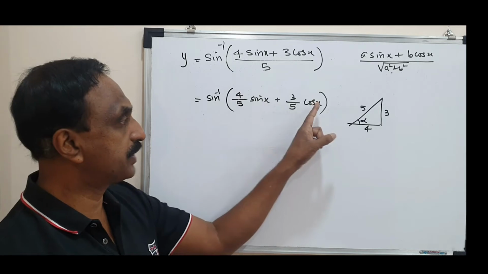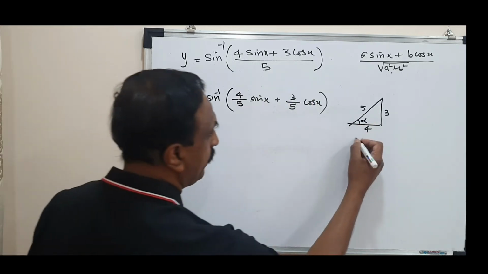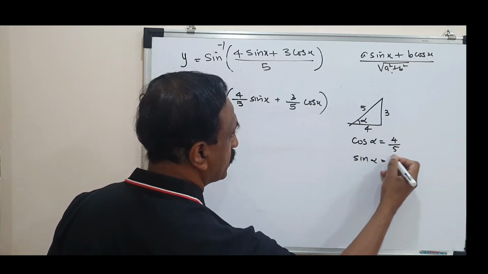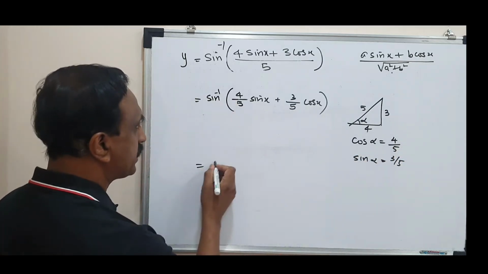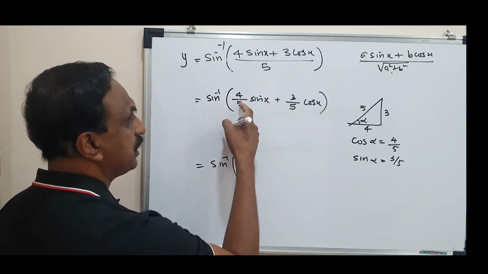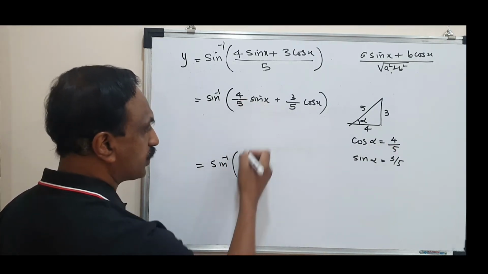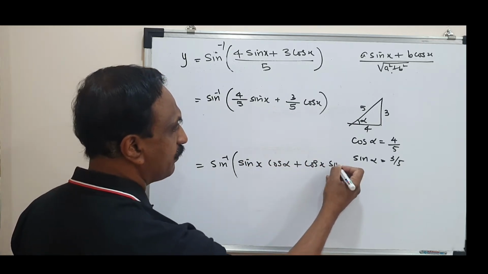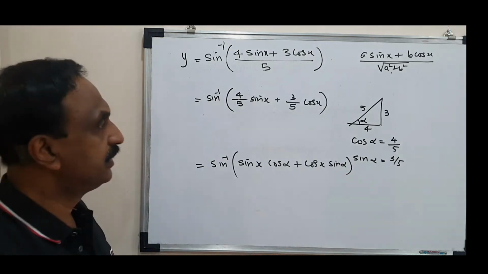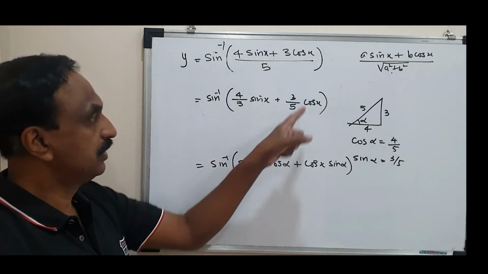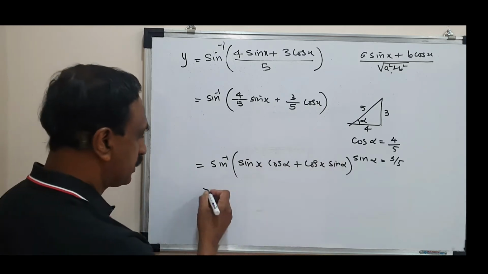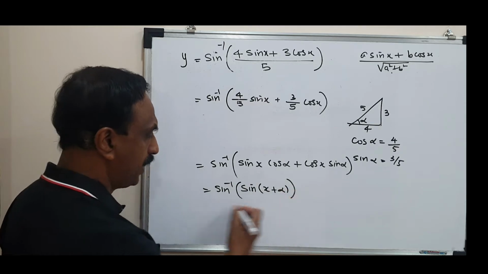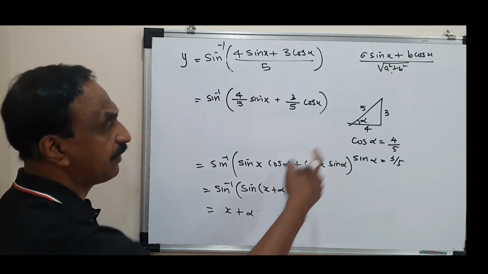Because I wanted here sin A cos B plus cos A sin B. And you can see here cos alpha is 4 by 5 and sin alpha is 3 by 5. So I can write this as sine inverse of sin x into cos alpha plus cos x into sin alpha. I will take it in order so that it is sin cos, cos sin: sine inverse of sine of x plus alpha. That is x plus alpha. Remember, what does alpha stand for?